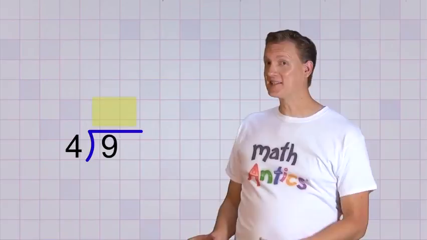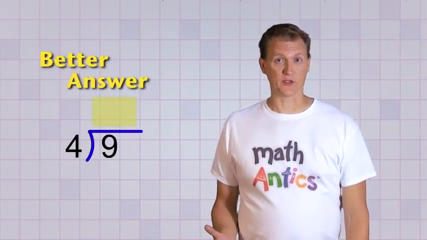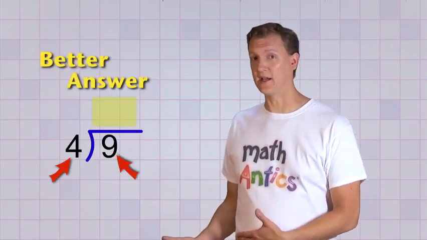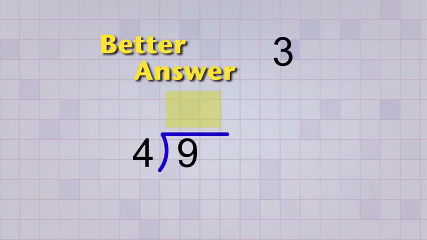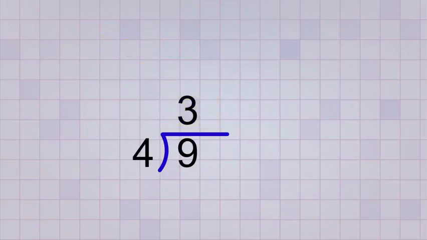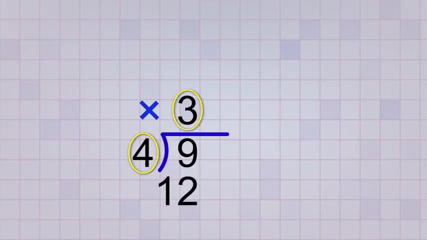Okay then. I guess I'd better come up with a better answer to the question, how many 4s will it take to make 9, or almost 9? This time, I think I'll pick 3. So, I put a 3 in the answer space, and then I follow the next step of the procedure like I did before. I multiply the answer I chose, 3, by the number of groups, 4, and I write the answer to that multiplication problem, 12, down below the number we're dividing up, the 9.